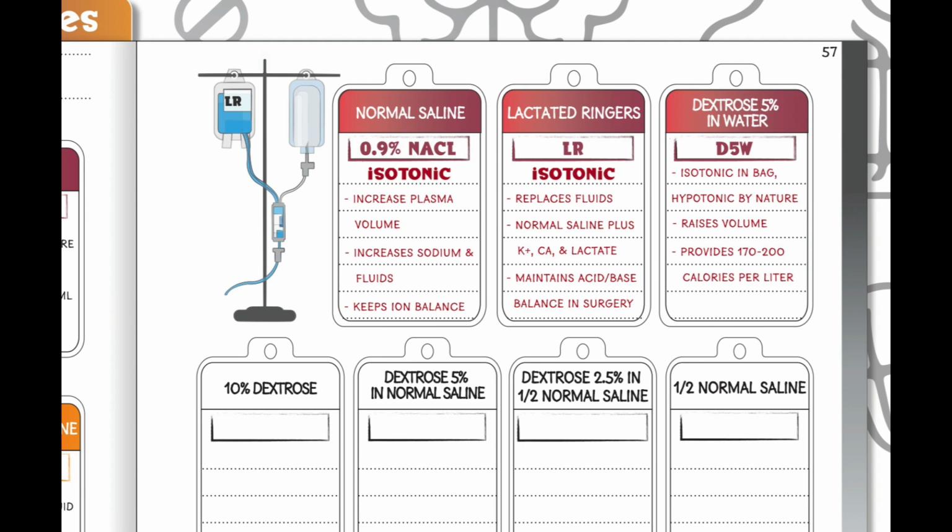However, because of the dextrose, when it's administered, our bodies actually metabolize that dextrose so quickly that it leaves a lot of free water because it's D5W in sterile water. So because of all of this free water, it is actually hypotonic once it's administered in our body. Another thing that's important about this D5W is it actually provides 170 to 200 calories per liter.